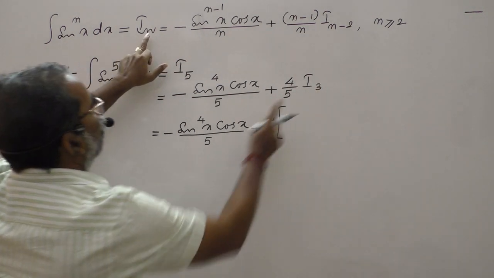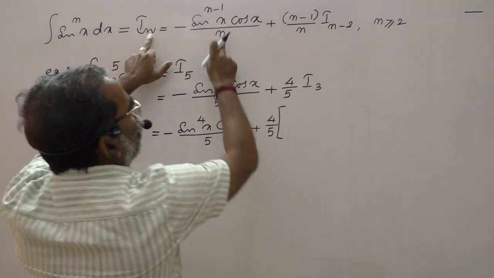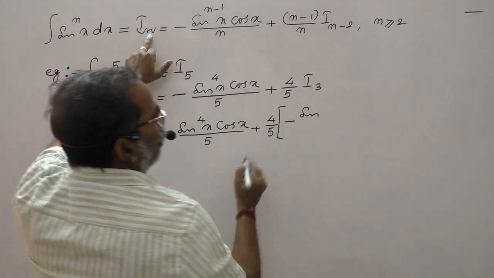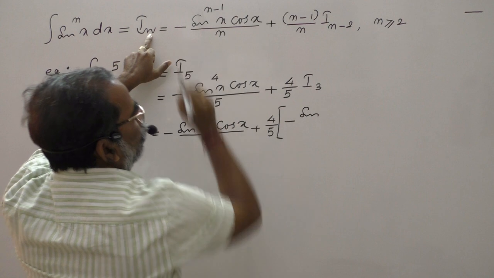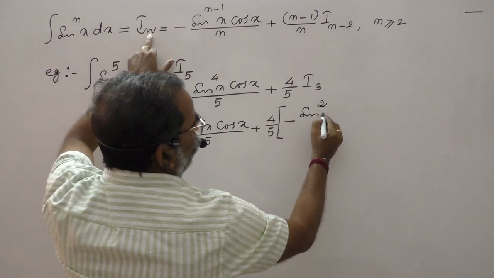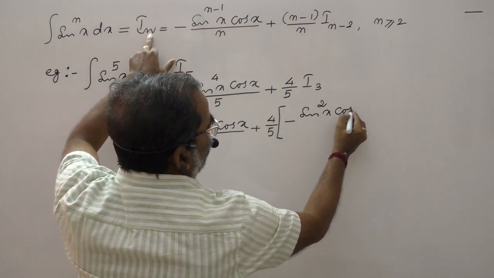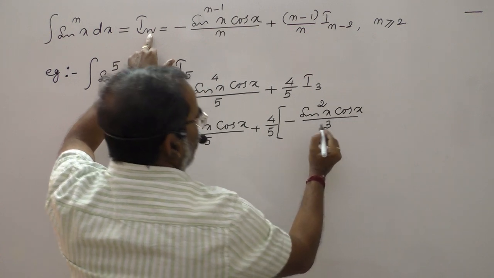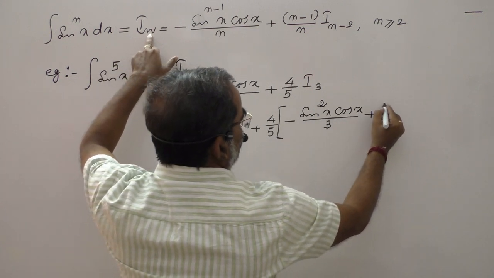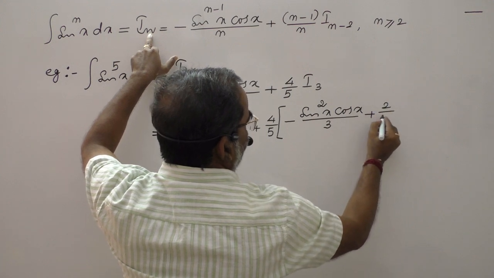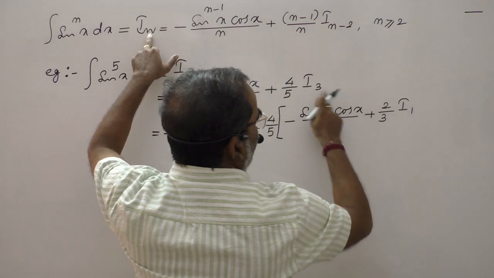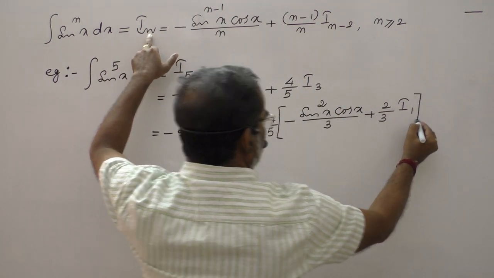Now for this, what is the n value? 3. Therefore its integral will be minus sine of... what is n? n is 3. n minus 1 is 2, into cos x divided by n. What is n now? 3, plus (n minus 1) divided by n into I of n minus 2. 3 minus 2 is 1.